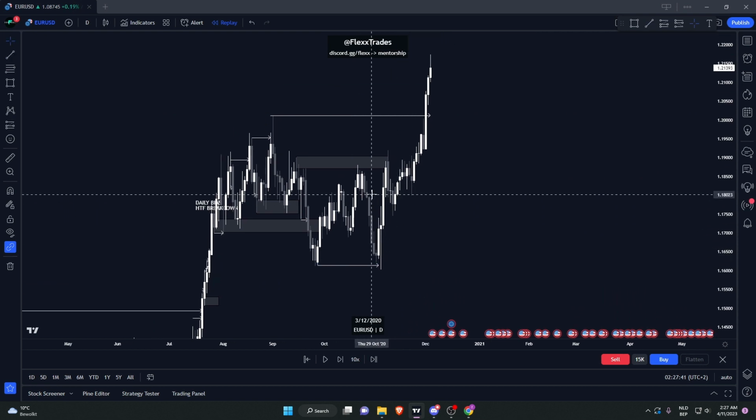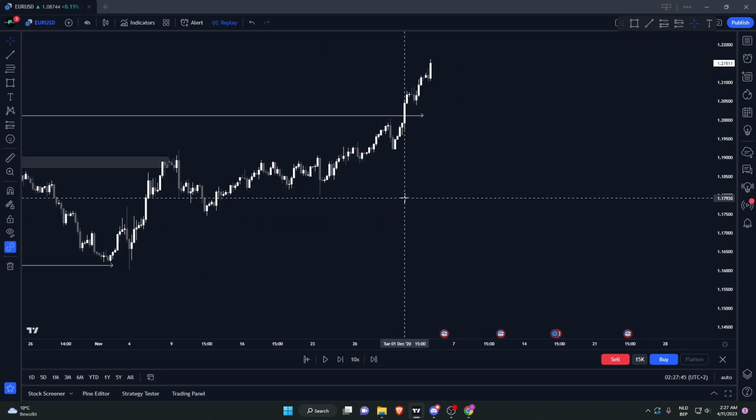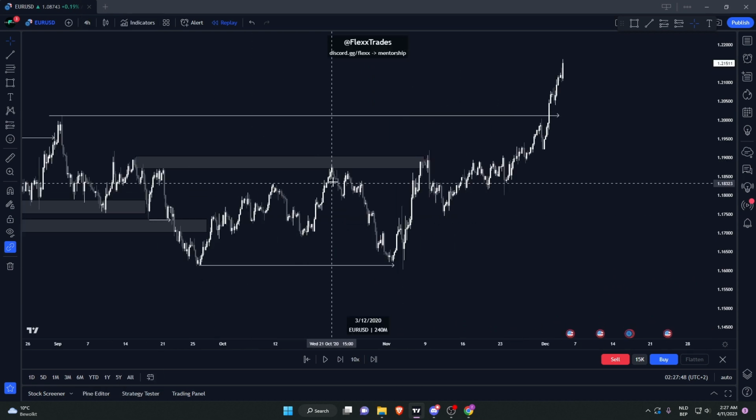But as you can see, on the 4 hour, our structure was good, and we could have caught these nice little sells, which were right here. We had sells right here, so that was valid.